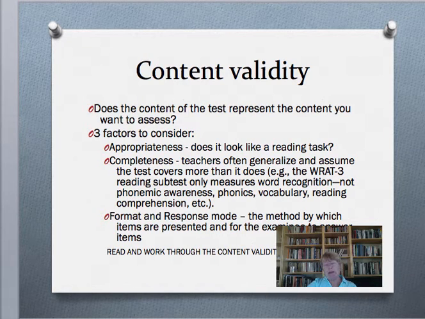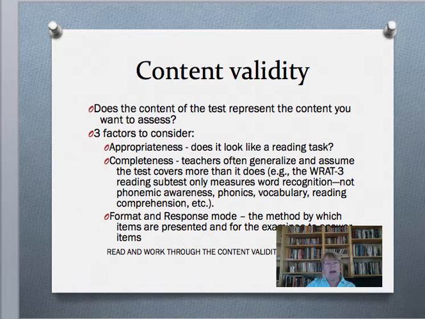They look at the appropriateness of the content. Does it look like a reading task? So reading a word list, for example, is very appropriate as a measure of reading. It's very appropriate content. But that's not enough. They also look at completeness of the items. So completeness of the items being, does it cover all of the various kinds of things that are represented in this skill called reading? And we often make mistakes about that because we assume that tests that we're getting scores on cover more than they actually do.